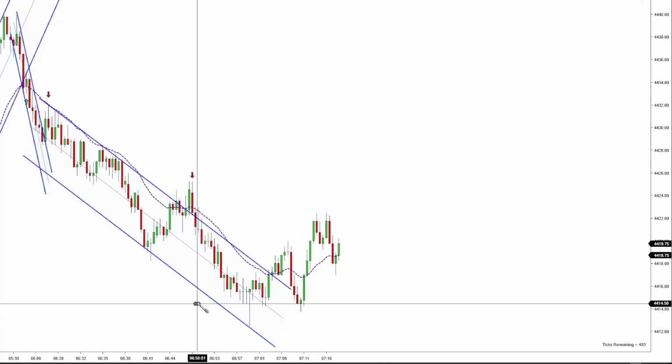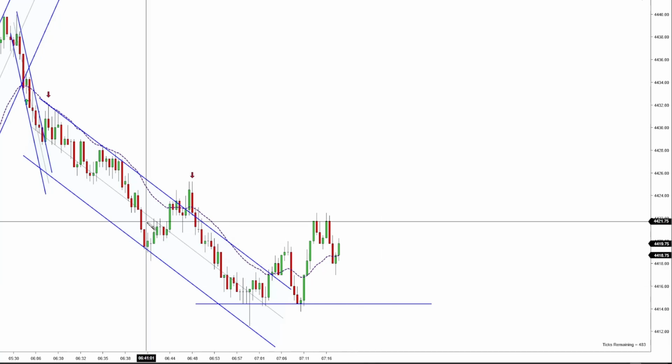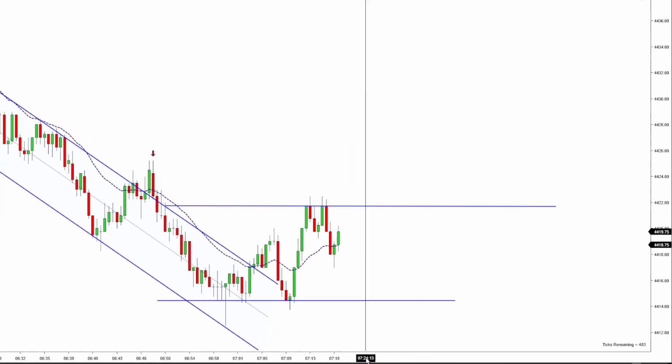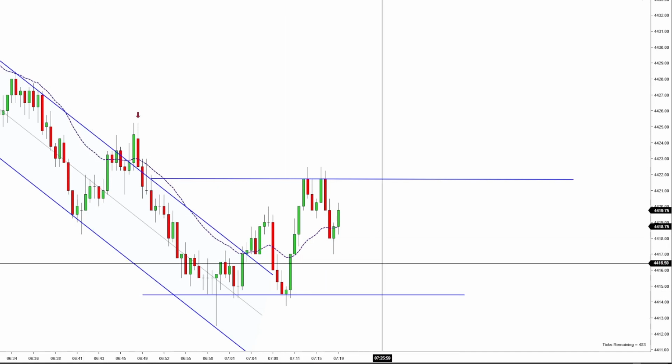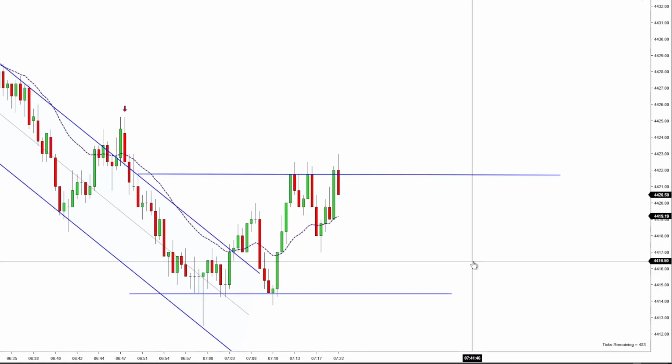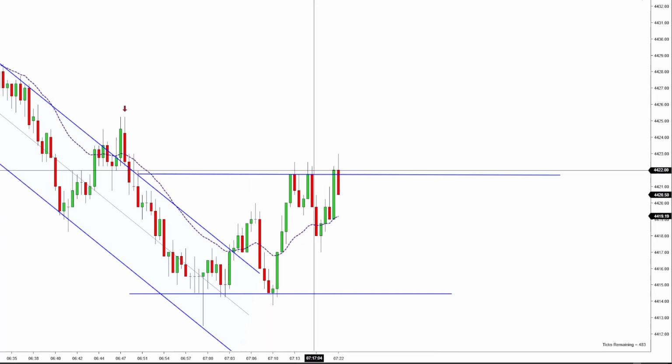So what I like to do is just draw a support level and draw another little resistance level, because it looks like we might just start ranging, because it is very common after a significant move down where we just have some sideways movement. So here we do get another bearish bar at this level.